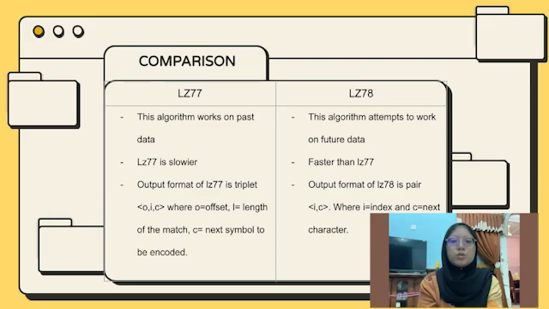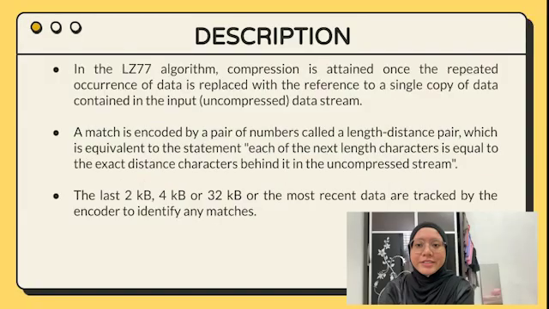The application use of LZ77 is zip and PDF, while LZ78 is used in the field of information theory, such as random numbers. And lastly, both of them can be programmed in C++. Here is more detail about the algorithm.